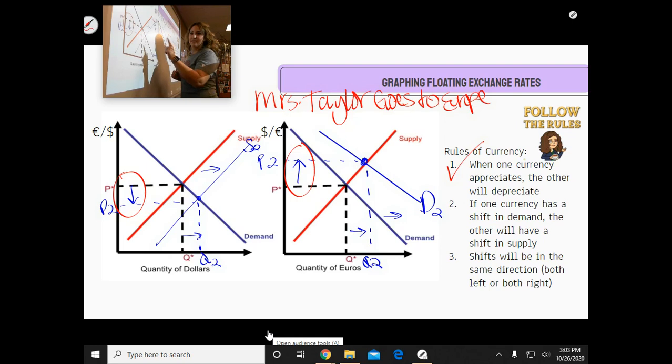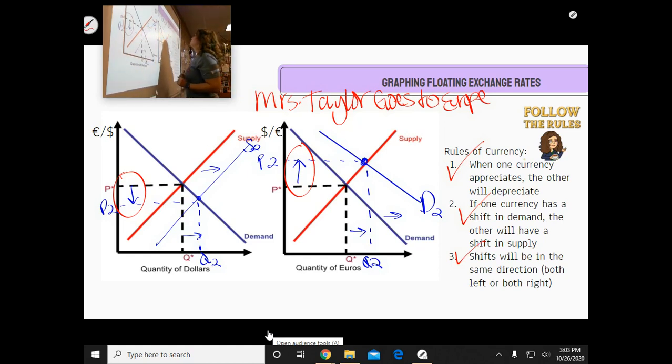Okay, so the first rule of currency, we did it. One appreciated, which was the euro, and one depreciated. That was the dollar. If one currency has a shift of demand, we did that with the euro. The other country will have a shift of supply. We did that on the dollar. Check. And last but not least, the shifts will be in the same direction. Demand went to the right, supply went to the right of the other graph. We are good. We did all 3 shifts, all 3 rules, and we have a correct answer here.